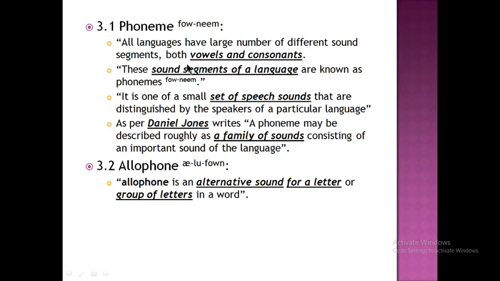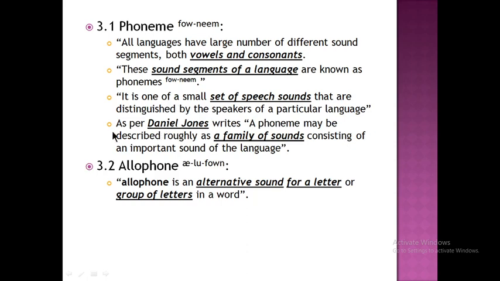All languages have a large number of different sound segments. All languages have different sound systems. In English and in other languages as well, there is a combination of vowels and consonants, which all of you know. This combination comes as a part of the phoneme. So these sound segments of a language, of vowels and of consonants, are known as phonemes. It is considered the smallest set of speech sounds which is distinguished by the speakers of that language.